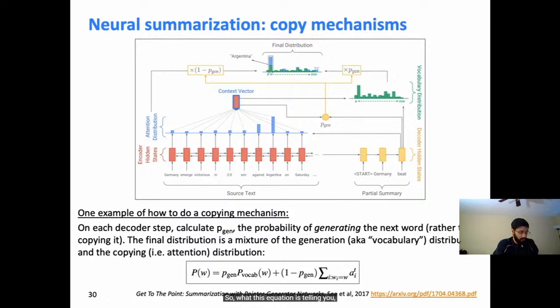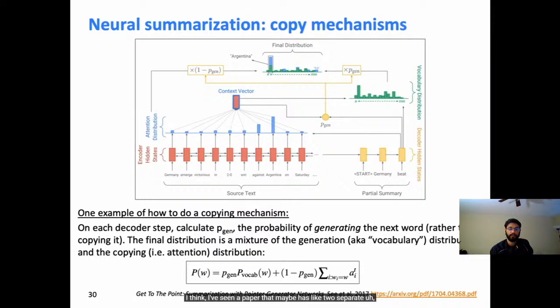So what this equation is telling you is that the final output distribution for what word's going to come next is the probability of generating times your probability distribution of what you would generate, but then also the probability of copying, and then also what you're attending to at that time. So you're using attention as your copying mechanism. Attention is doing double duty here. It's both being useful for the generator to maybe choose to rephrase things, but it's also being useful as a copying mechanism.